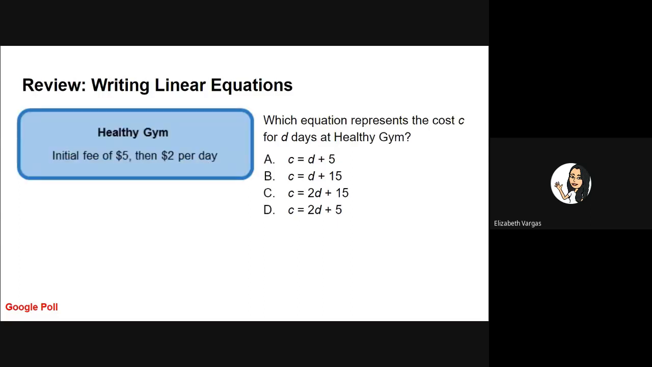Good job. What about this one? What equation would represent the cost C for D days at the Healthy Gym? Let me launch that poll. Again, 1 minute. What equation represents the cost C for the days at Healthy Gym?